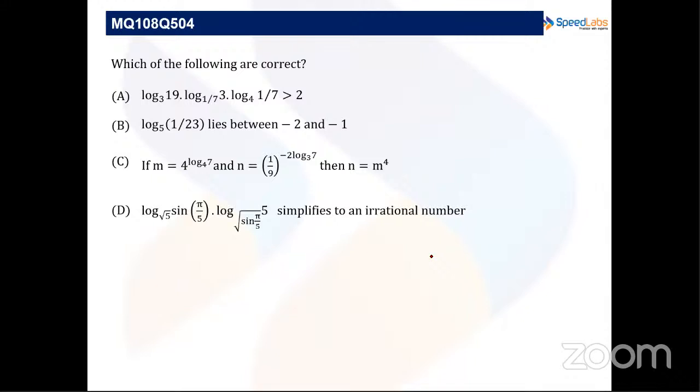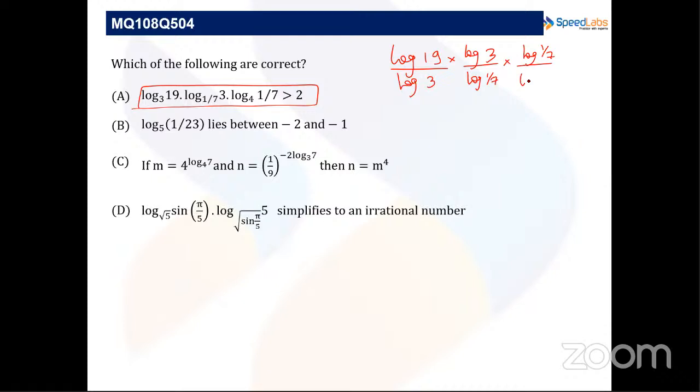Now we are asked which of the following are correct. Let's check for the first one. It is log 19 to the base 3 into log 3 to the base 17 into log 17 to the base 4. Using the base change theorem, it is log 19 upon log 3, log 3 upon log 17, and log 17 upon log 4. So this will get cancelled out and we will be getting log 19 upon log 4.